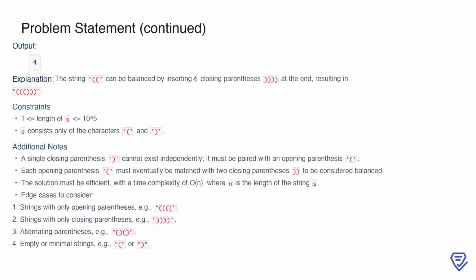It's important to note that the constraints of the problem require us to handle strings of up to 100,000 characters efficiently, with a time complexity of O(n). This means our solution needs to process the string in a single pass, keeping track of unmatched parentheses and the number of insertions needed. Additionally, edge cases such as strings with only opening or closing parentheses, alternating patterns, or very short strings must be carefully considered when designing the solution.